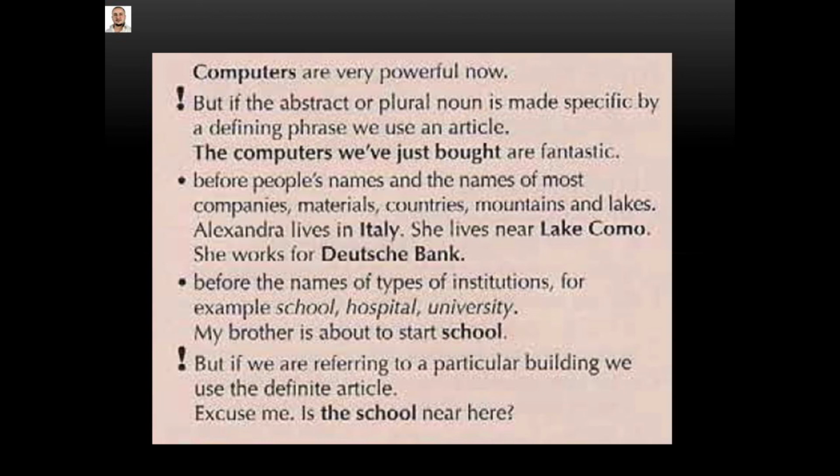Before the names of types of institutions, for example, school, hospital, university. My brother is about to start school. But if we are referring to a particular building, that means there is a specification here. We use the definite article. Excuse me, is the school near here? Here we are just specifying. That means I'm talking about a specified building.